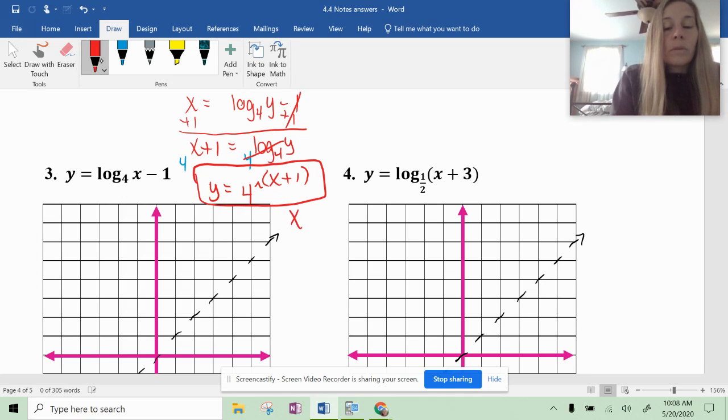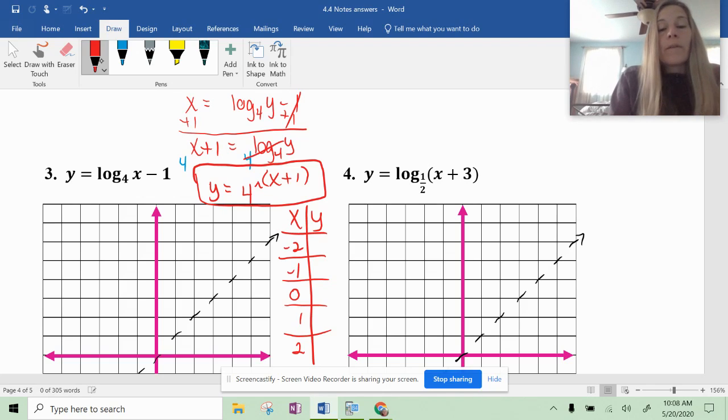Okay. So now this is my table. So if I do 0 for x, that's really 0 plus 1, so that would give me 4. If I put a 1 in there, it's really like 4 squared, which is 16. And if I put a 2 in there, it's 4 cubed, which is 64. A -1 would give me a 0, and 4 raised to 0 is just 1. And the -2 would give me a -1 in there, which would give me a 1/4.